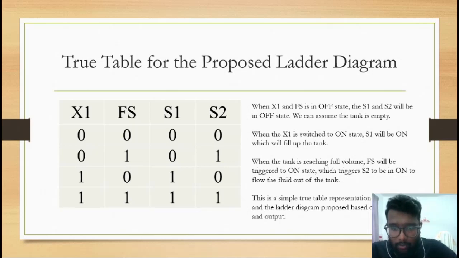When X1 is switched to on state, S1 will be on, which will fill up the tank. When the tank is reaching full volume, FS will be triggered to on state, which triggers S2 to be on to flow the fluid out of the tank, and it also will close switch 1 based on the timers and relays in the ladder diagram. So this is the simple truth table representation for the proposed ladder diagram based on the input and output.